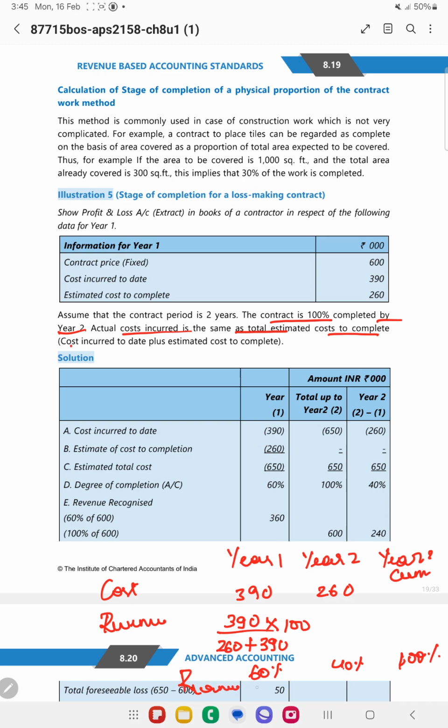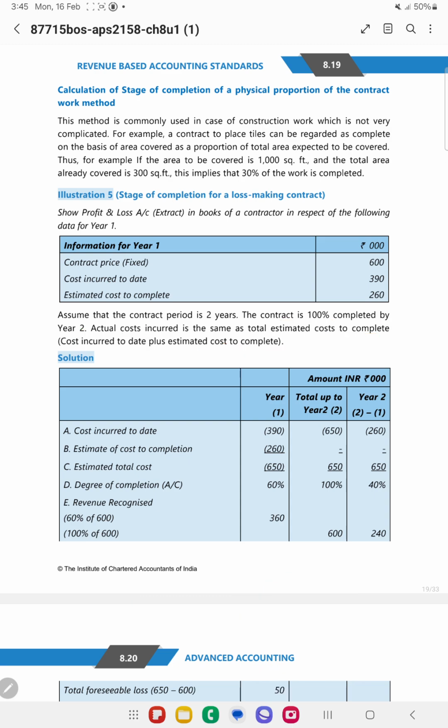So revenue, how much can I recognize? Basically the 600 is the contract price into 60%. So I can recognize 360 here, and in the next year, that is 600 into 40%, I can recognize 240 here.